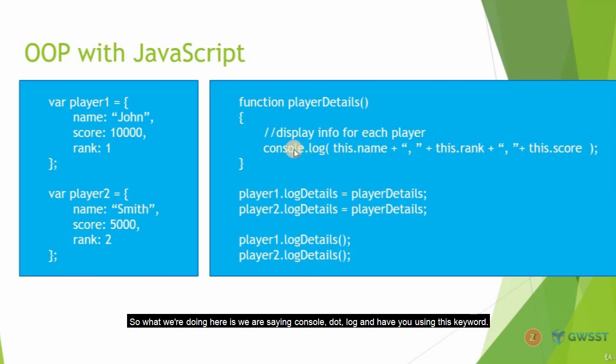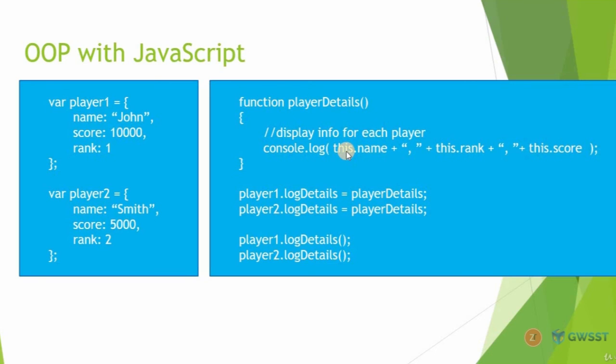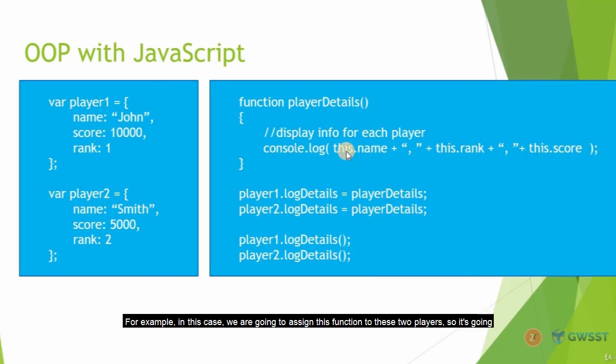So what we're doing here is we are saying console.log, and here we're using the this keyword. When we use the this keyword, it assigns to whatever object the function is being called for. In this case, we are going to assign this function to these two players, so it automatically takes whichever player is calling it. So say this.name, then a comma, this.rank and this.score.